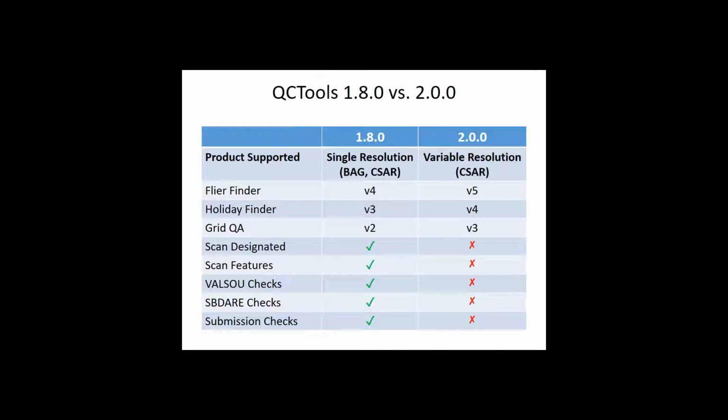For variable resolution, the version 2.0 supports the CARIS CSAR grid. Later, in the future, we anticipate adding the BAG VR when that is ready, and then also eventually we will add the other functions that are in QC Tools. We will add those slowly. Also, the intent is to eventually merge these so there's just one QC Tools version that will support either single resolution or variable resolution. That is the intent, but for now they are split.